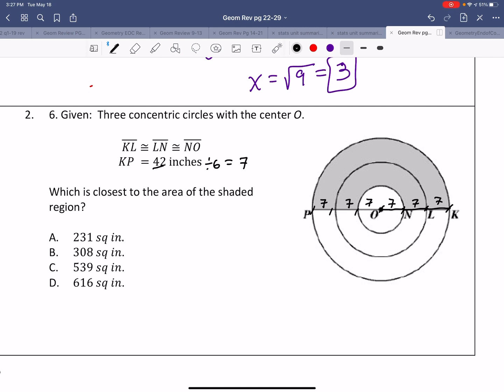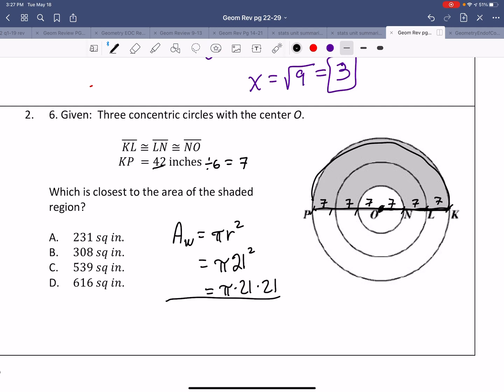Oh, this is kind of a cool question. So I want to find the area of the whole thing. So the area of the whole thing is pi radius squared. And the radius of the whole thing is 3 times 7, or 21. 21 squared. So pi times 21 times 21. Okay, now I want to cut that in half because I don't want the area of the whole thing. I only want half of it. So I'm going to cut it in half. So this is the area of my semicircle.